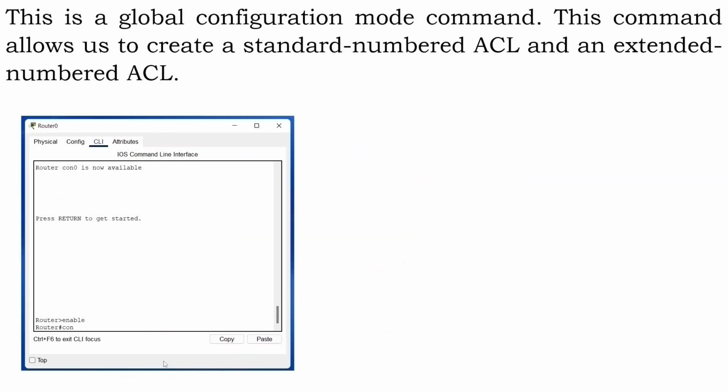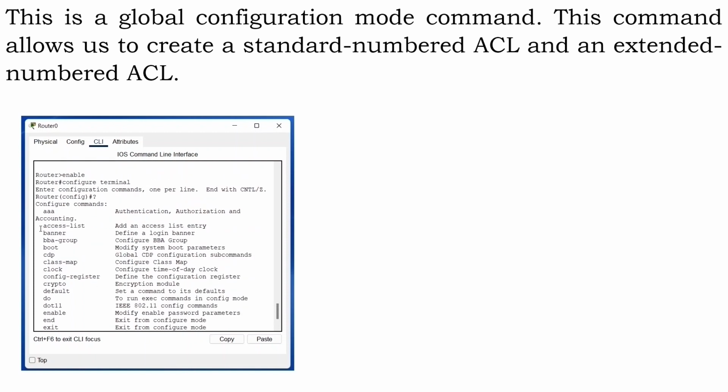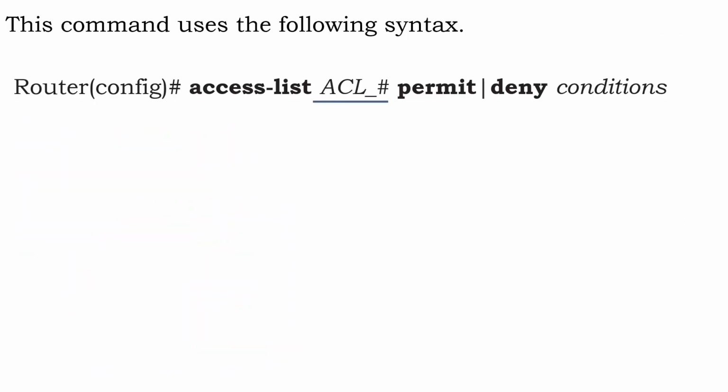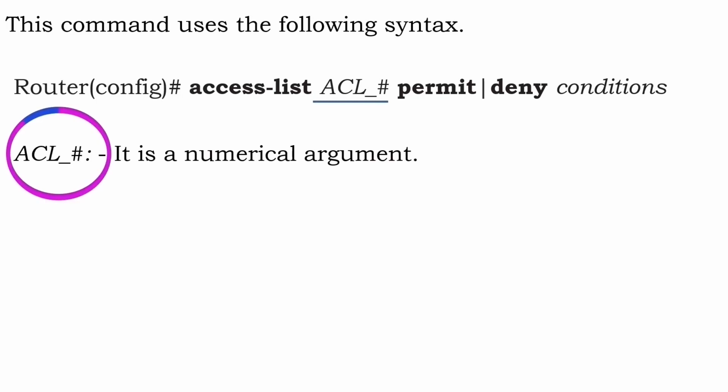This is a global configuration mode command. This command allows us to create a standard numbered ACL and an extended numbered ACL. This command uses the following syntax. Let's discuss this syntax. It is a numerical argument.